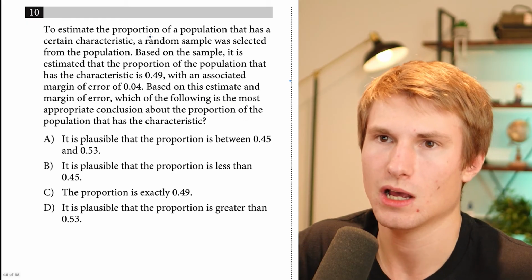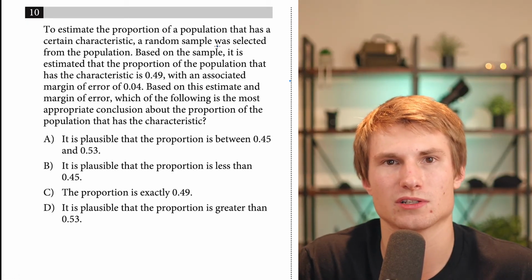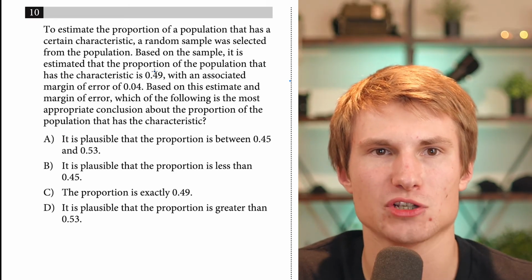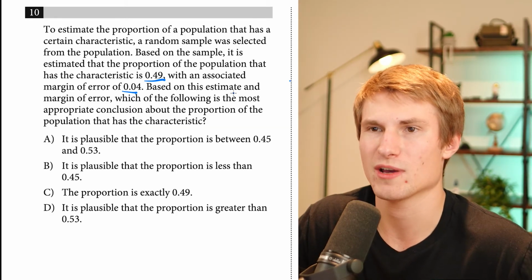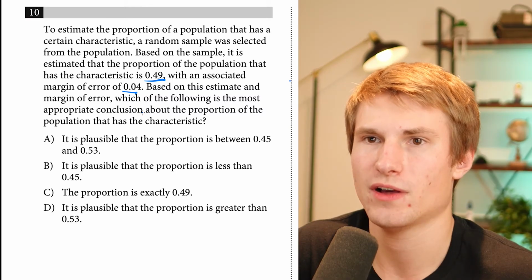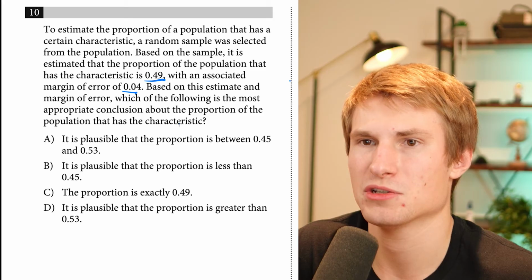Here's question number 10. To estimate the proportion of a population that has a certain characteristic, a random sample was selected from the population. Based on the sample, it is estimated that the proportion of the population that has the characteristic is 0.49 with an associated margin of error of 0.04. Based on the estimate and margin of error, which of the following is the most appropriate conclusion about the proportion of the population that has that characteristic?